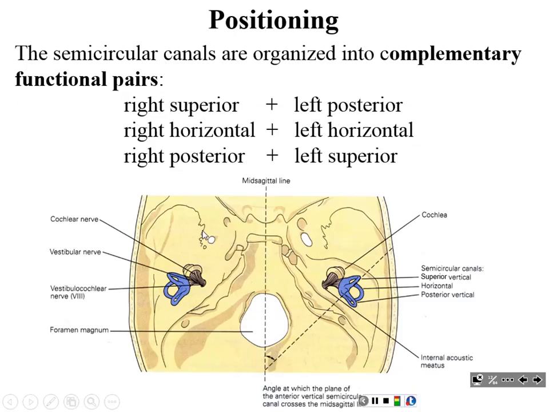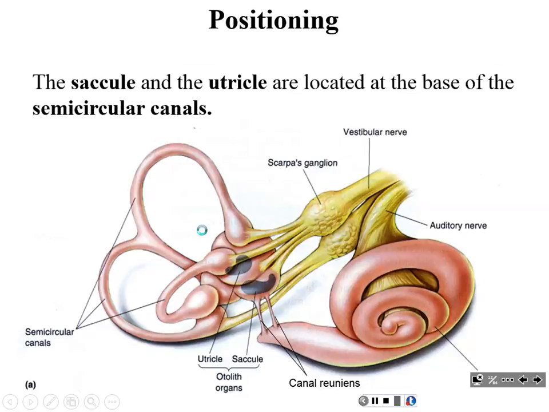So the concept that I'm trying to introduce is that the semicircular canals are organized in complementary functional pairs. The right superior works together with the left posterior. Both horizontals work together, and the right posterior works together with the left superior. Okay? Just because they are in the same plane of action. They're going to be detecting the same type of movement. That is the position of the semicircular canals.